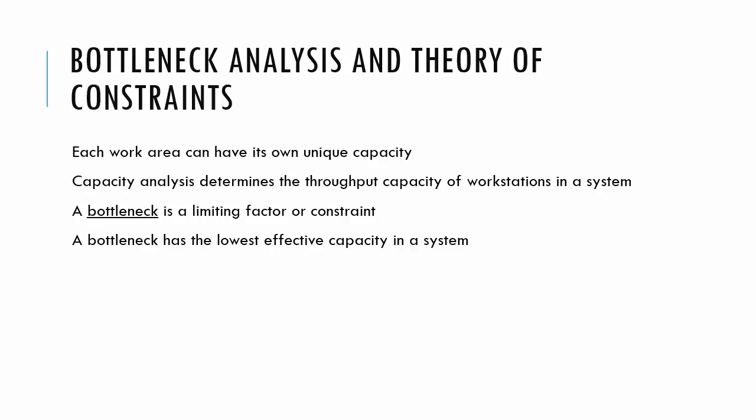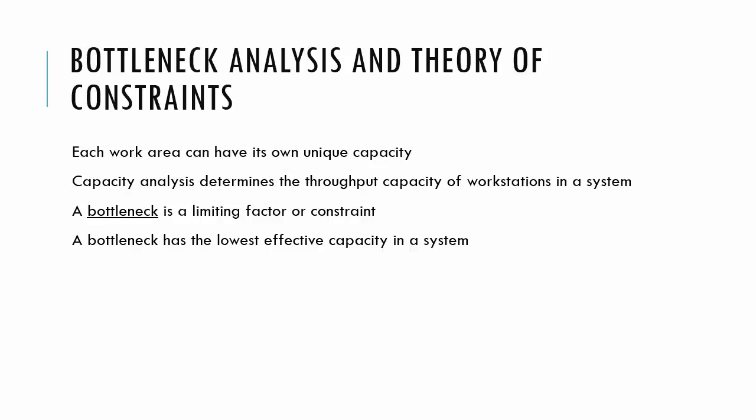We now move to another important topic surrounding capacity management, bottleneck analysis and the theory of constraints, or TOC for short. Each work area in a process can have its own unique capacity. A good way to think of this is the job shop that we discussed earlier in this course. Each machine can be operated at different rates, etc.